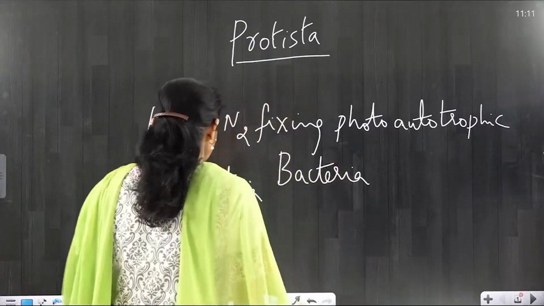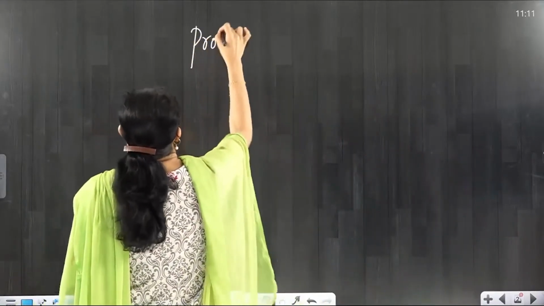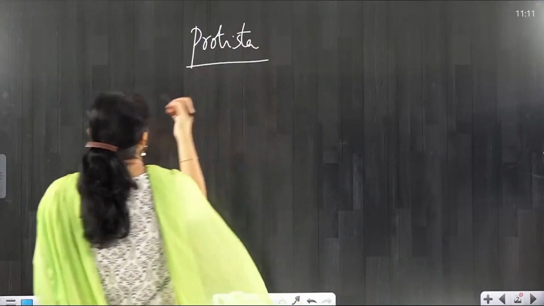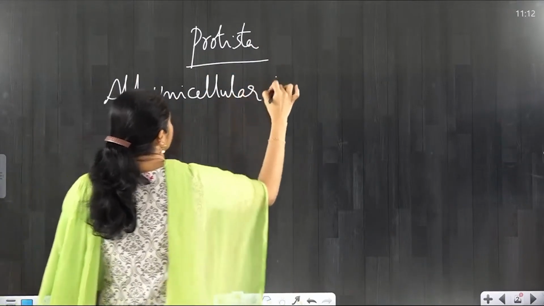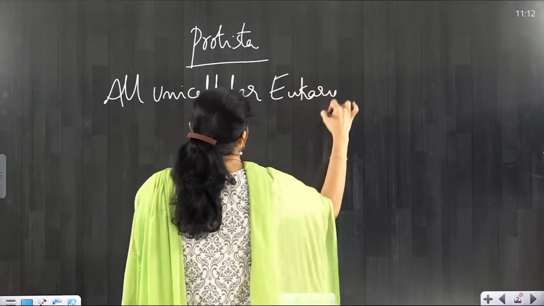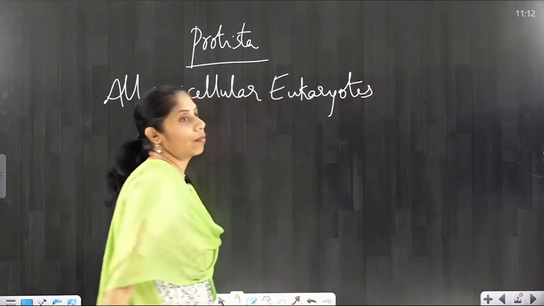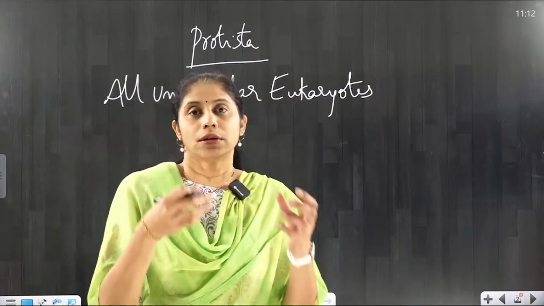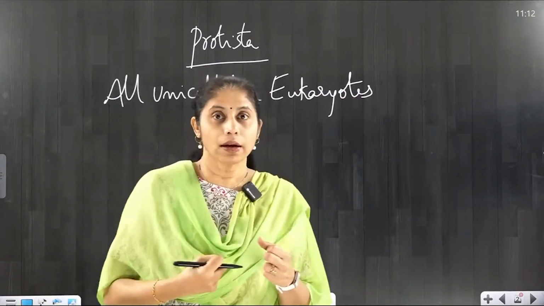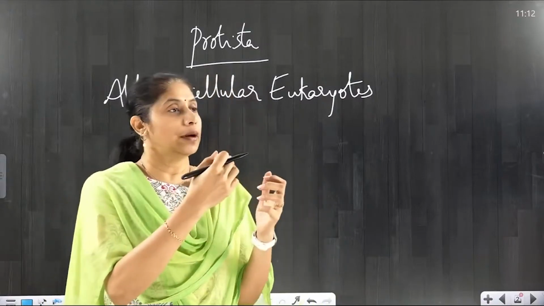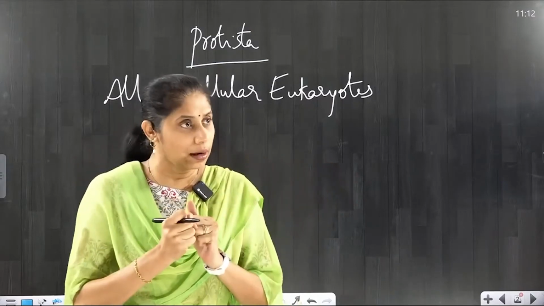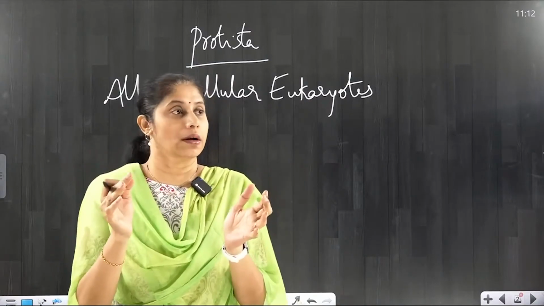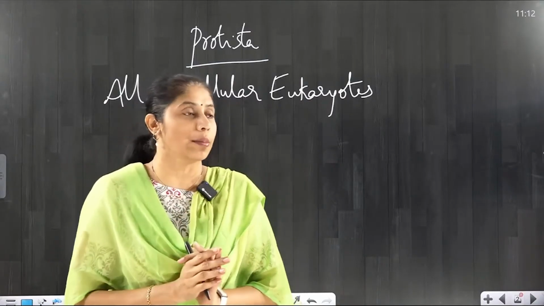So let us see in the Protista which organisms are present. Protista include all unicellular eukaryotes. Because the organisms have been separated from the plant kingdom, animal kingdom, and from the Monera kingdom, Ernest Haeckel created Protista as a kingdom. Third kingdom is the Protista, which was created by Ernest Haeckel.